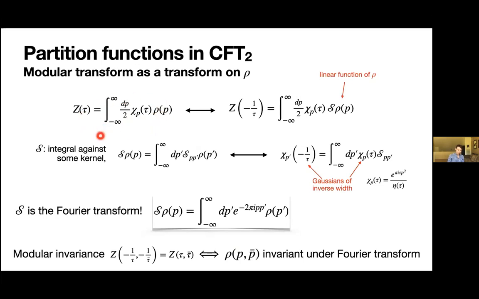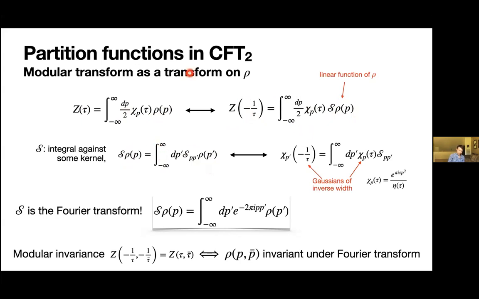We have our expression for a partition function in terms of this density of states rho. Then if we take a modular transform, that is, you take tau goes to minus 1 over tau, then this is some different function, and this will have a different expansion in terms of some density of states, S rho, and that density of states is going to depend in some linear way on the density of states we started with. So Z could be essentially any function here so far. The way we get S rho is going to be by integrating against some kernel like this.